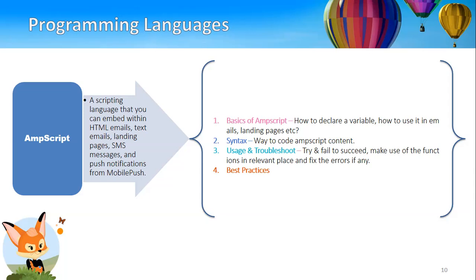AMPscript is a scripting language, and as I told earlier, it's a proprietary scripting language which is useful only in Salesforce. You can embed that language within HTML emails, text emails, landing pages, SMS messages, and push notifications from mobile push. The basics of AMPscript are: you need to understand how to declare a variable, how to use it in emails and landing pages, where to code this AMPscript content, its usage, and how to troubleshoot.